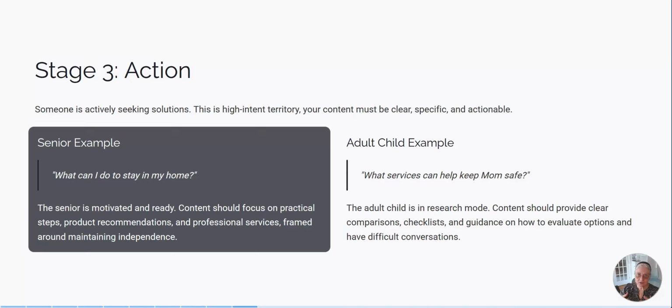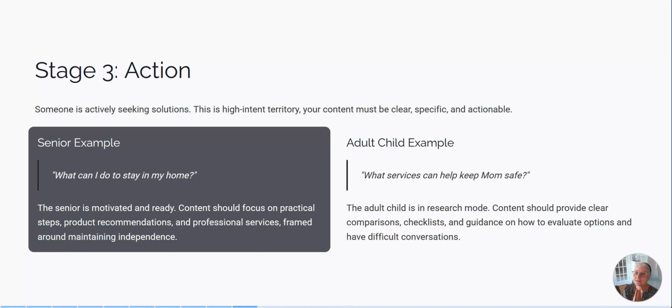So the content that you create should focus on practical steps, product recommendations, professional services, and it should always be framed around independence, dignity, giving them control, decision making. They're the ones who are preparing their environment to grow older in. It's up to them. So these are the things that you can do. And don't make it so overwhelming. Do it piece by piece. Because if you get a 30-page book on everything, it's overwhelming.